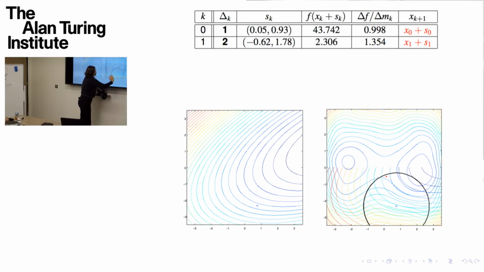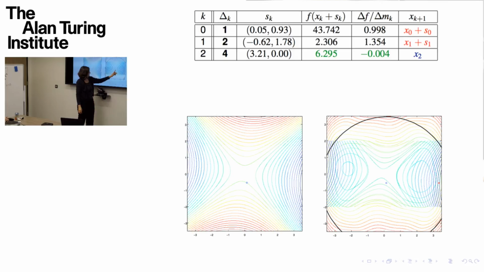You can see from the colors of the contour that the minimizer is going to be somewhere here. I do approximate minimization and get something there. Again, I evaluate my f at the new point, and I get this much smaller value. Wow, the decrease in f is even better than the decrease in the model. That's great. I take my step, and I increase my trust region again.